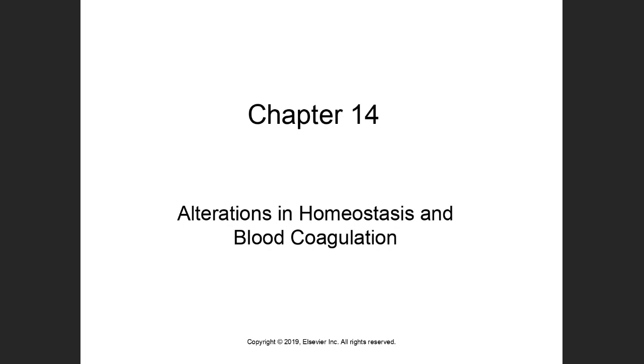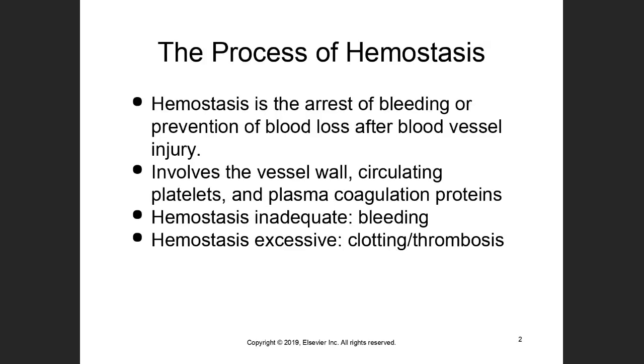Chapter 14 is about alteration in hemostasis and blood coagulation. So we are going to be talking about coagulation. Hemostasis is the arrest of bleeding. In other words, hemostasis is stopping bleeding. When you have any damage to the blood vessels, your body activates the hemostasis process.